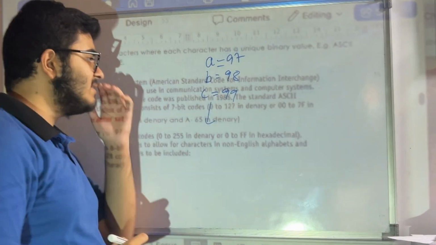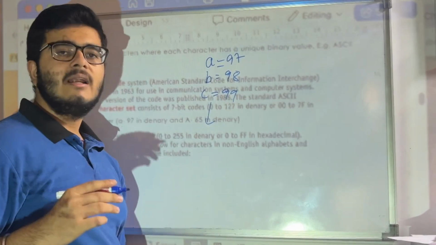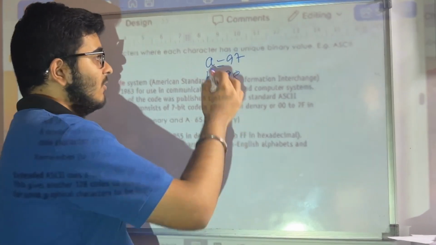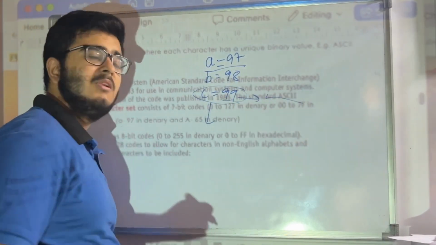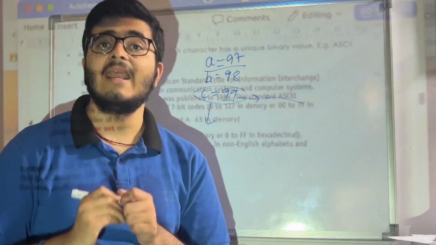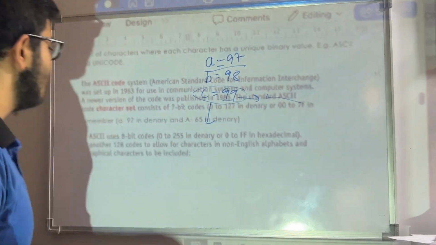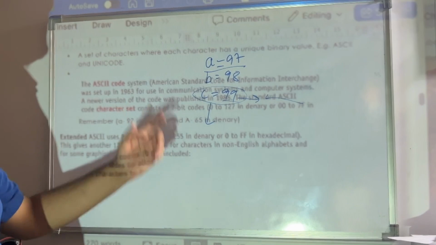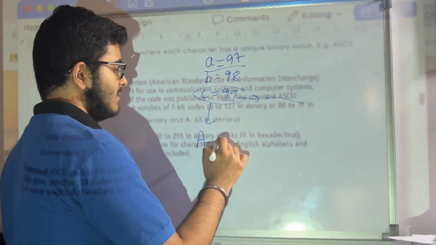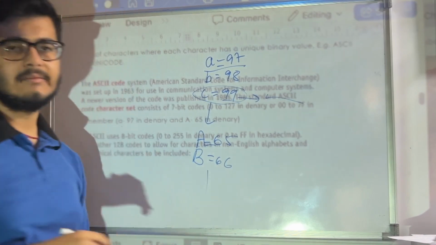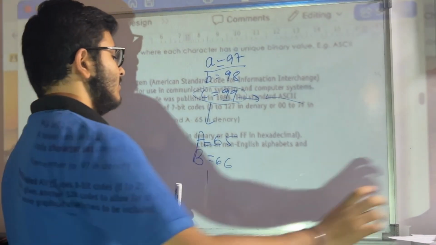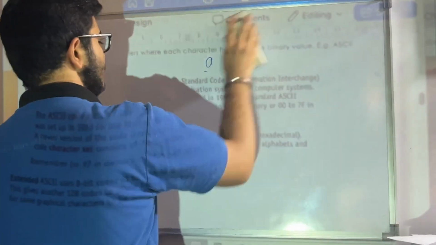So if they ask you what is the binary value of letter C in ASCII, if you know that A is 97, you will reach C, 99. When you convert it to binary, that is going to be the binary value of the letter C in the ASCII character set, right? Similarly, capital A starts with 65, so capital B will be 66, and likewise. That's how you're going to do this question, right?